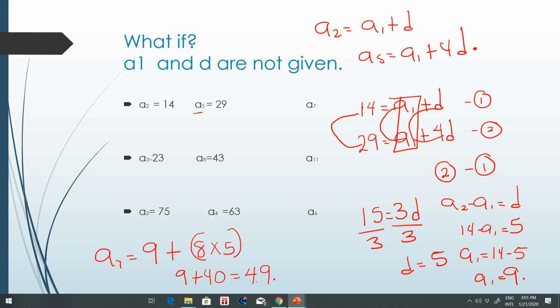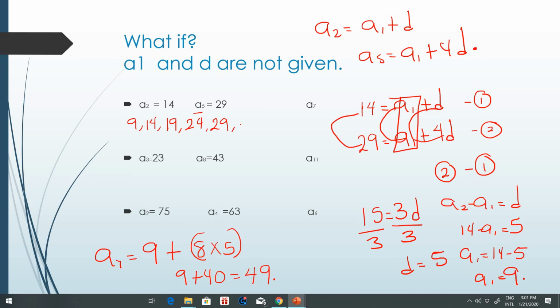Okay, so let's just test it and see. So now A1 is 9. 9 plus 5 is 14. 14 plus 5 should give me 19, right? Okay, 19 plus 5 should give me 24. And you can see it just has 4 and 9. Plus 5 should give me 29. So A1, A2, A3, A4, A5, 29. So you can see it's correct.